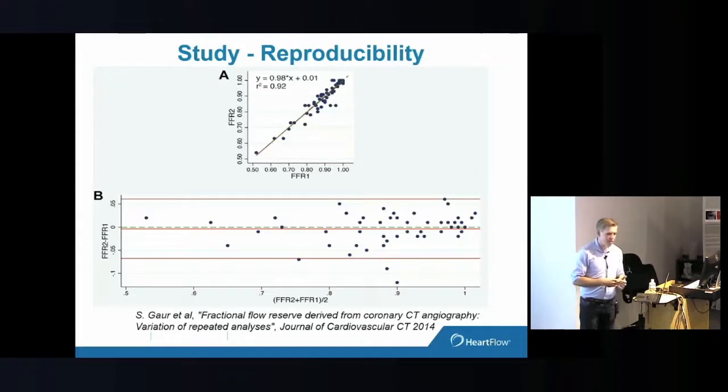There was a study that was done a few years ago where one of the clinicians that uses HeartFlow sent about 50 cases through the system twice without telling us they were the same case, and just looked at the FFR the first time and the second time, and this is the correlation that they had from the first time they sent it through, the second time they sent it through, and they published this in the Journal of Cardiovascular CT. We had very good reproducibility, and as we're driving the automation and driving the system, we expect this to continue to tighten.